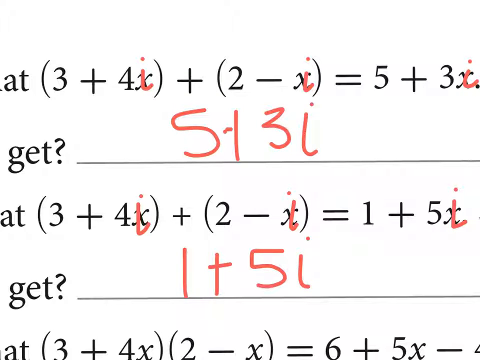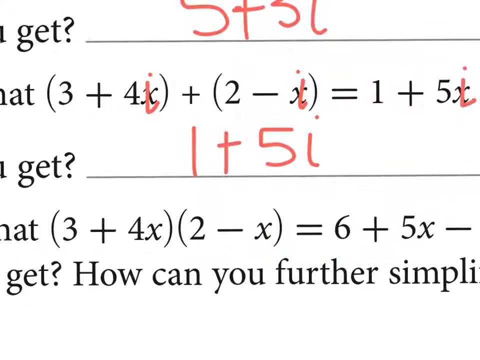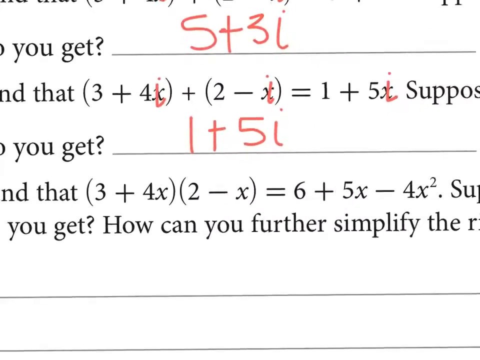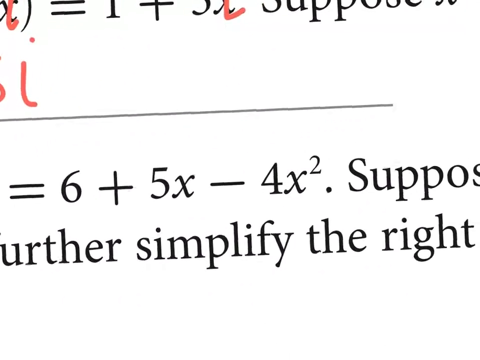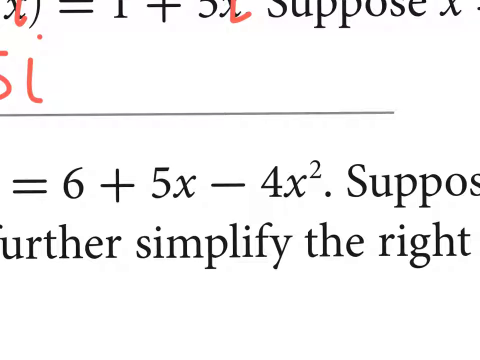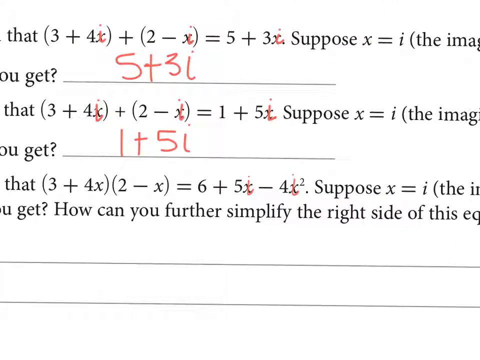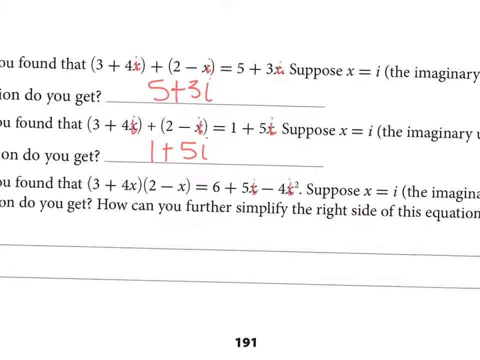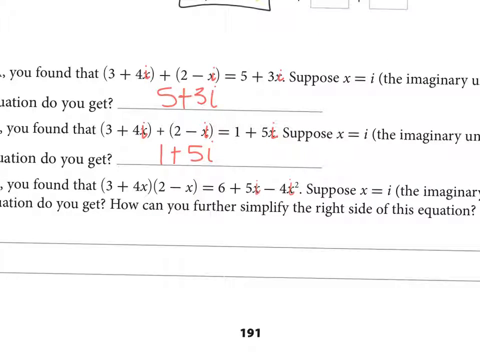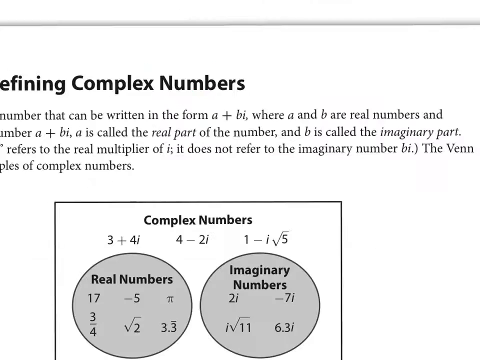So having this i here doesn't change our operations on the problem. So 6 plus 5x minus 4x squared would be 6 plus 5i minus 4i squared, which is a little bit more that we can do with that one, and we're going to get to that in just a second. But essentially, when we're working today with our problems, we're going to be using the letter i instead of any other variable x or a or b or c.